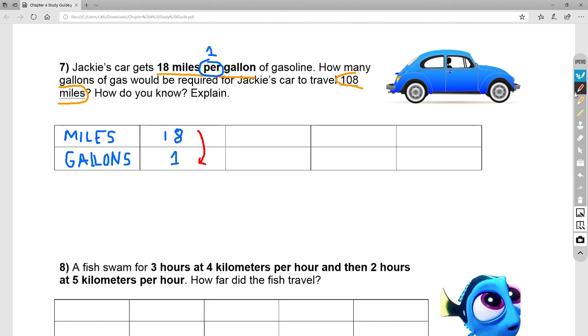So remember, you're going to be constantly dividing by a number or constantly multiplying. Since it's going to a smaller number, we know we're dividing. Now I have to think, 18 divided by what makes 1? In this case, it would be 18. Which means every single number on the top gets divided by 18 to get the bottom number.